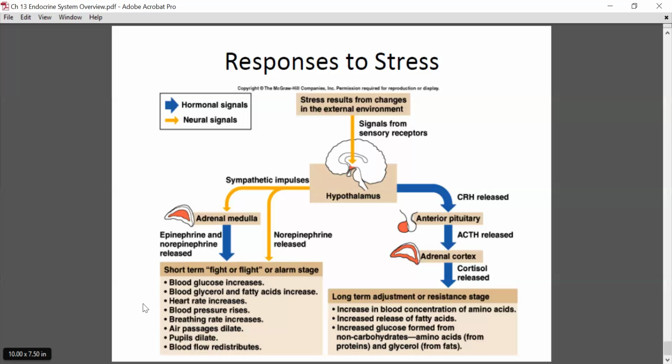So this is how your body uses the nervous system and the endocrine system to respond to stress. Please make sure that you are looking at this chart and the previous graph so that you can understand all the things that are happening, so that you can understand the responses to stress. That is the end of Chapter 13, Endocrine System Overview.